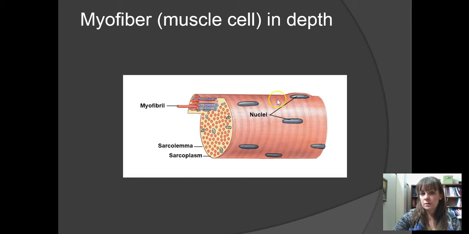Each muscle cell will have nuclei as normal. The new thing that we have is what's called a myofibril. This is a group of myofilaments. Well, what's a myofilament? A myofilament is a protein that can help that muscle cell contract and then relax.